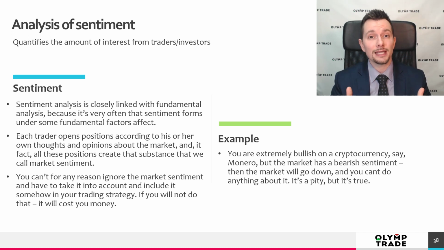Let me give you an example. You are very bullish on a cryptocurrency like Monero. The market has a bearish sentiment. That means a lot of people are short, are selling the cryptocurrency. Then the market will continue to go down. And it's a pity if you go against market sentiment. Say you're very gung-ho on the benefits of Monero to humanity. Nonetheless, market sentiment will drag you down.